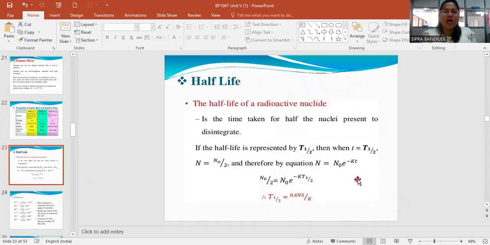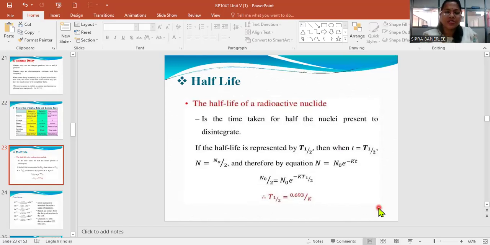Half-life. The half-life of radioactive nuclei, known as T-half, is the time taken for half of the nuclei present to disintegrate. Suppose 5 gram of a radioactive element has been taken. It will disintegrate to 2.5 gram. The time it takes, like 135 years or 145 years, is known as the T-half.